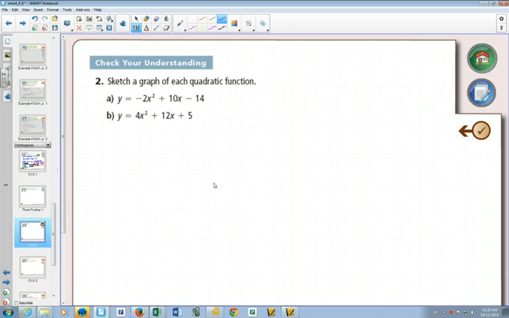Okay, let's see if we can factor these ones and use the factored form to sketch them. A couple of reasons why this might be nice to use the factored way. Can you see that if you tried to complete the square with both of these, you would end up with fractions? Can you see that?